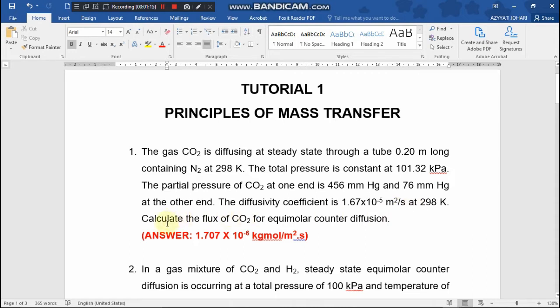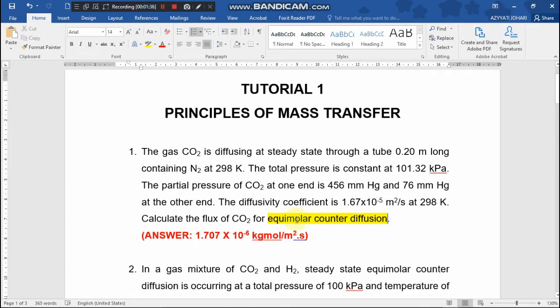The question asks you to calculate the flux for carbon dioxide for equimolar counter diffusion. So for this kind of case study, the keyword is equimolar counter diffusion. We need to take note that by referring to this case study, we need to identify what is the final equation that you may choose in the appendix.